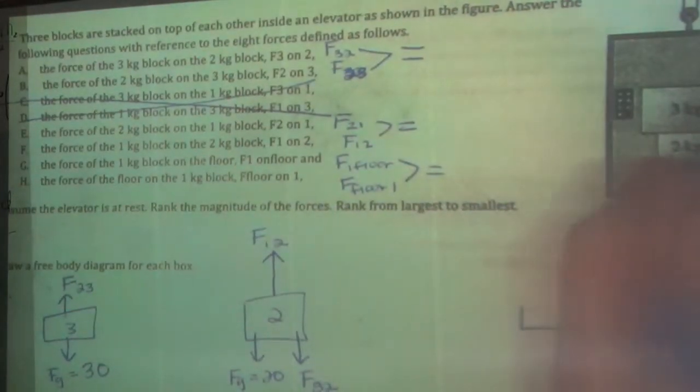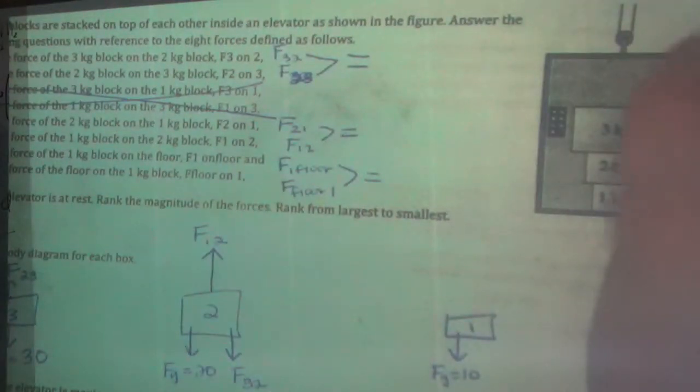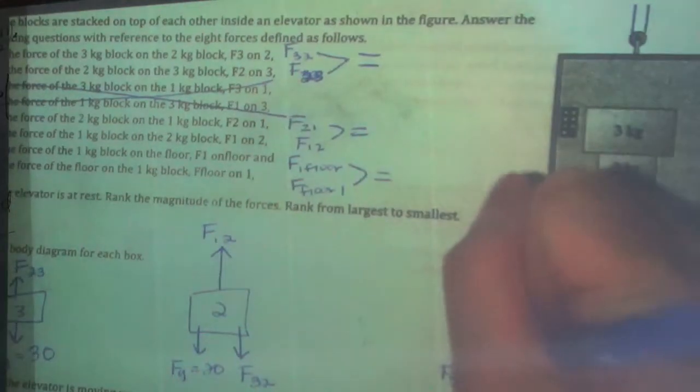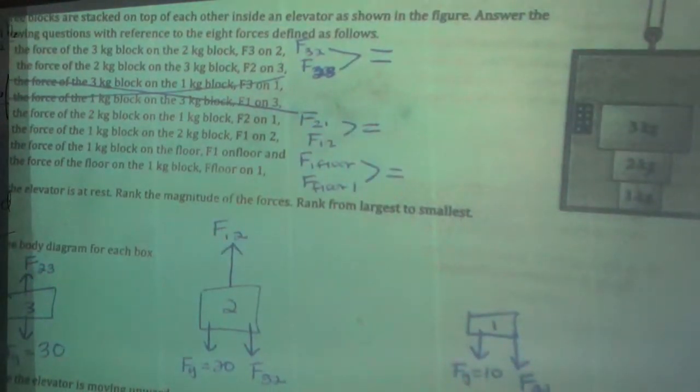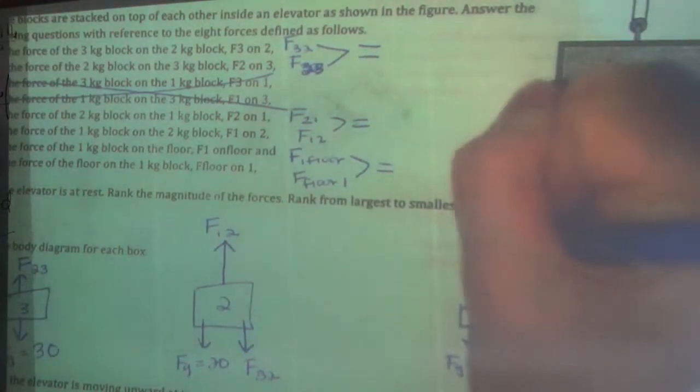And then lastly, we've got the 1 kilogram, which of course we have the weight, which is 10. And then the 1 kilogram doesn't just have its own weight, it also has the force from the 2 kilogram box pushing down on it. So that is the force of the 2 on the 1 pushing down on it. And what's pushing up on the 1 kilogram is the force of the floor.